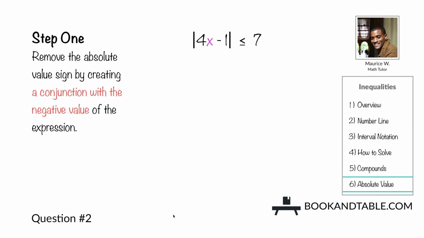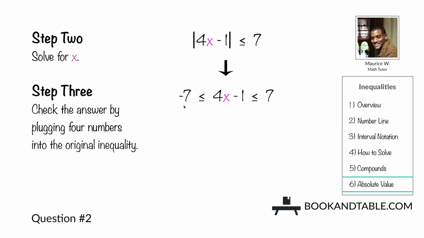Let's now have a look at question number 2. We were given the absolute value of 4x minus 1 is less than or equal to 7. So step 1, remove the absolute value sign by creating a conjunction with the negative value of the expression. The expression has a value of 7, so creating a conjunction with the negative value would be negative 7 on the left side, giving us negative 7 is less than or equal to 4x minus 1, which is less than or equal to positive 7.